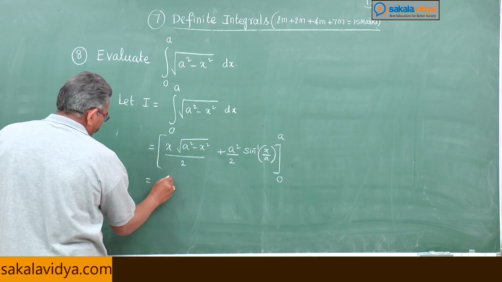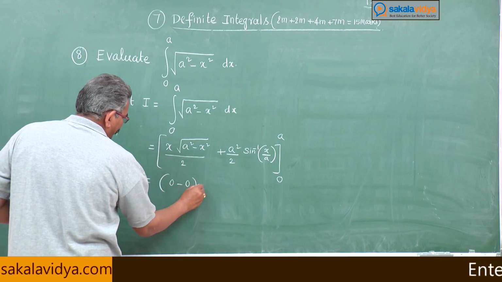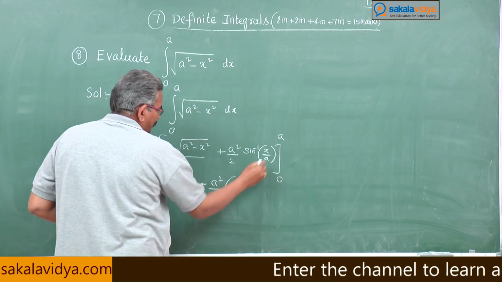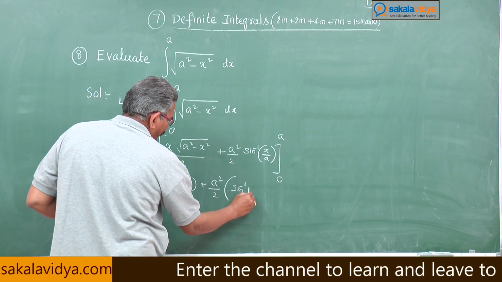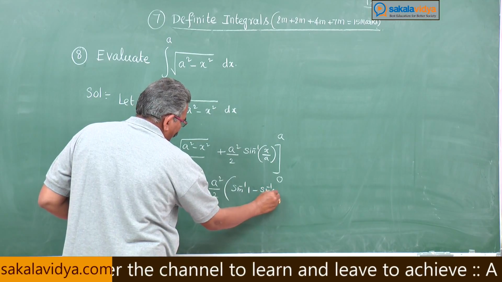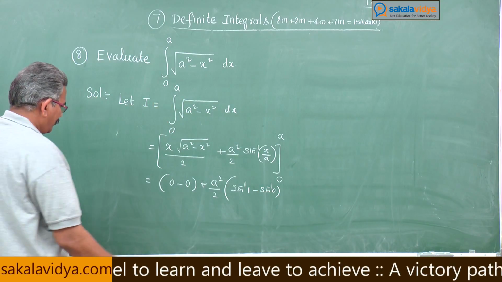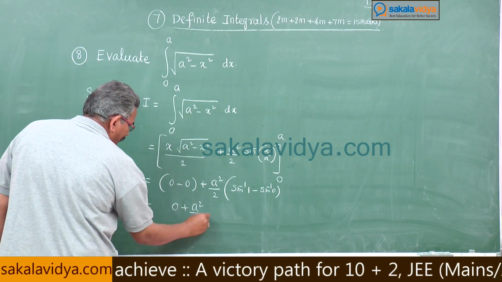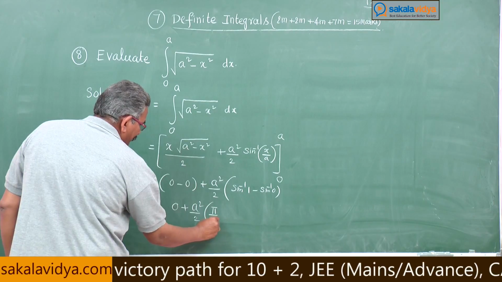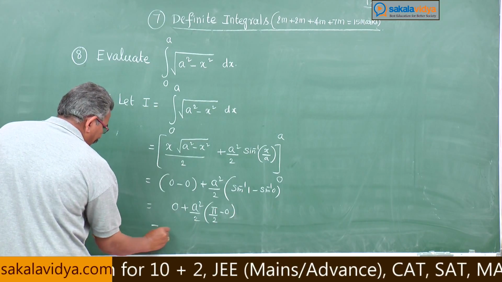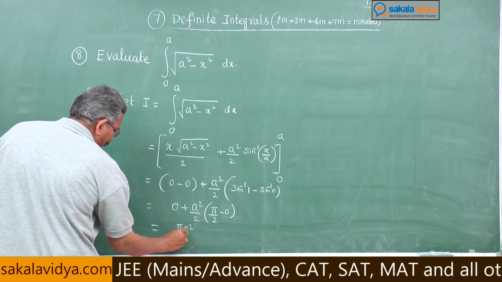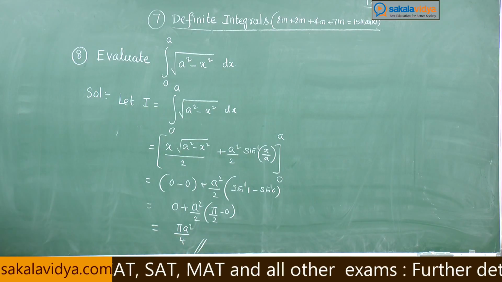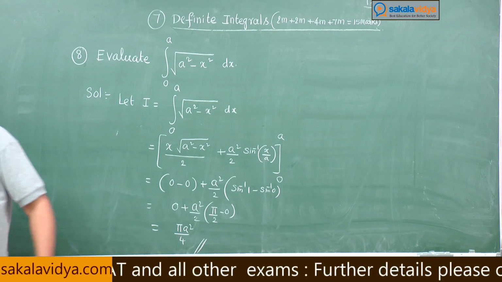So, we get 0 minus 0 plus a square by 2 into sin inverse a by a, that is sin inverse 1 minus sin inverse 0. So, this is 0 plus a square by 2 into pi by 2 minus 0. This will be pi a square by 4, or 1/4 of the area of the circle whose radius is a.